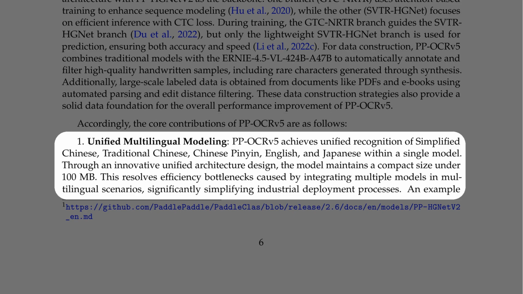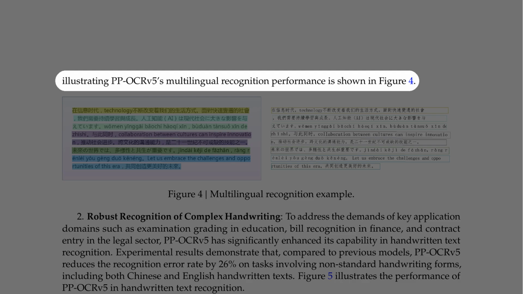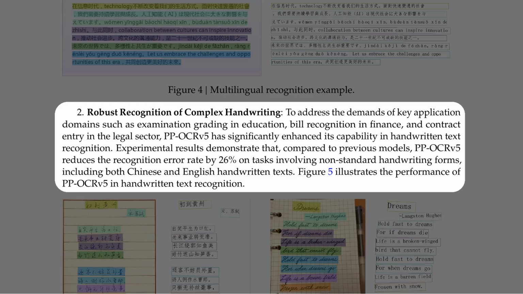1. Unified multilingual modeling. PaddleOCR v5 achieves unified recognition of simplified Chinese, traditional Chinese, Chinese Pinyin, English, and Japanese within a single model. Through an innovative unified architecture design, the model maintains a compact size under 100 MB. This resolves efficiency bottlenecks caused by integrating multiple models in multilingual scenarios, significantly simplifying industrial deployment processes. An example illustrating PaddleOCR v5's multilingual recognition performance is shown in Figure 2.